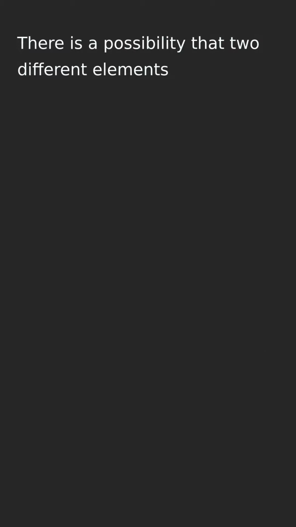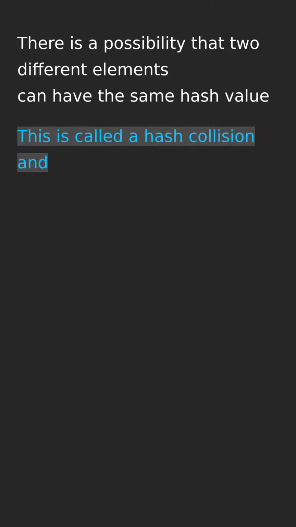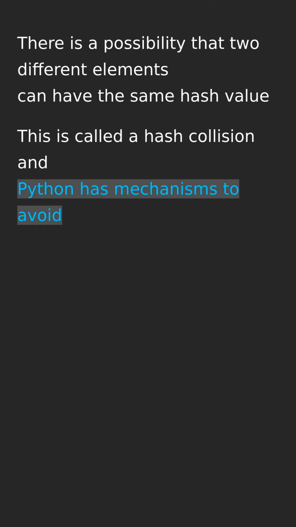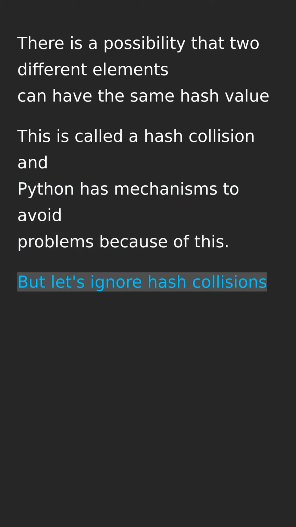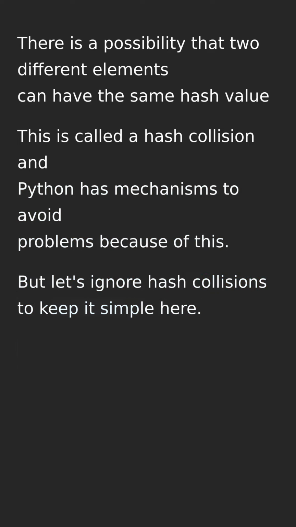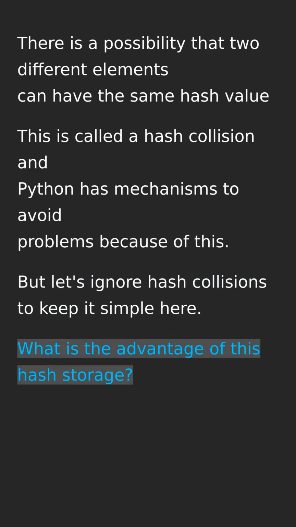There is a possibility that two different elements can have the same hash value. This is called a hash collision, and Python has mechanisms to avoid problems because of this. But let's ignore hash collisions to keep it simple here. What is the advantage of this hash storage?